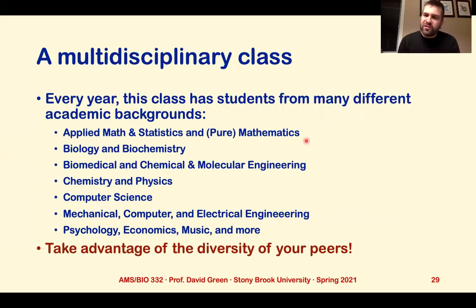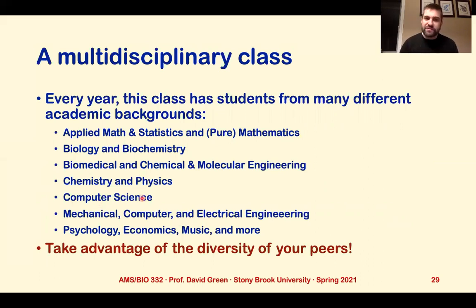I haven't looked through the roster for this semester yet, but every year this class has students from very diverse academic backgrounds. There's always students who are majors in AMS. There's always students who are majors in pure math. There's always majors in biology and biochemistry, in biomedical engineering, very often in chemical and molecular engineering. There's always at least a few students from chemistry and physics, and sometimes quite a number.